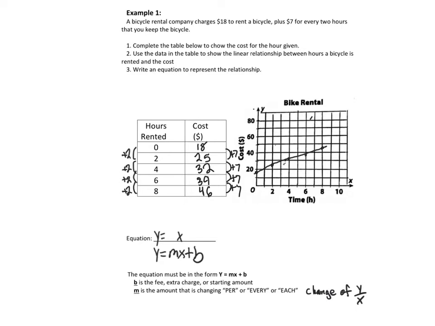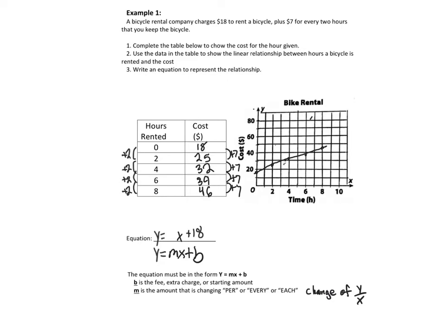Now we need to find what m and what b are. So we look back at our table. B is the easiest one to find, and it's what happens when our x is 0, our y value would be the b. So in this instance, since 0 hours rented is $18, 18 would be our b. It is a plus 18 since it is a positive 18. Now we need to find our m.